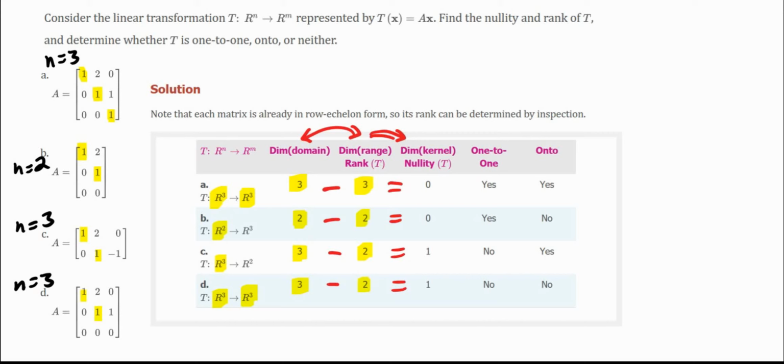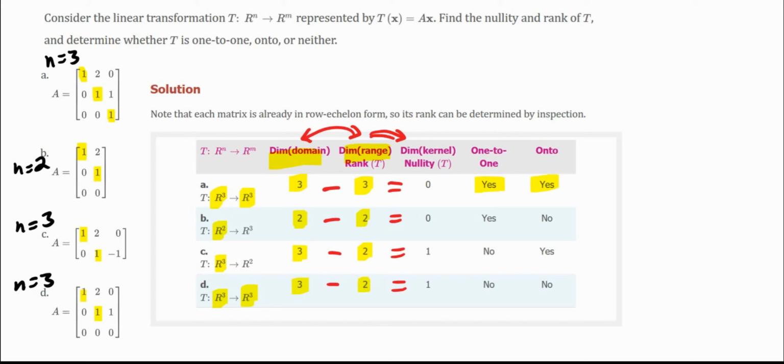So what the theorem says is that if the dimension of the domain is the same as the dimension of the range, that is the dimension of the domain is the same thing as the rank, then automatically it's going to be one to one and onto. So that'll be yes and yes.